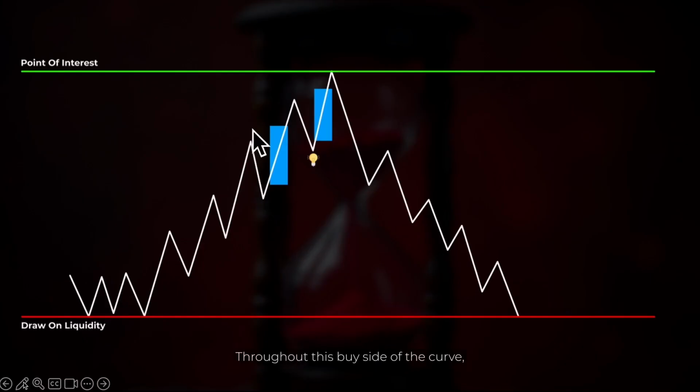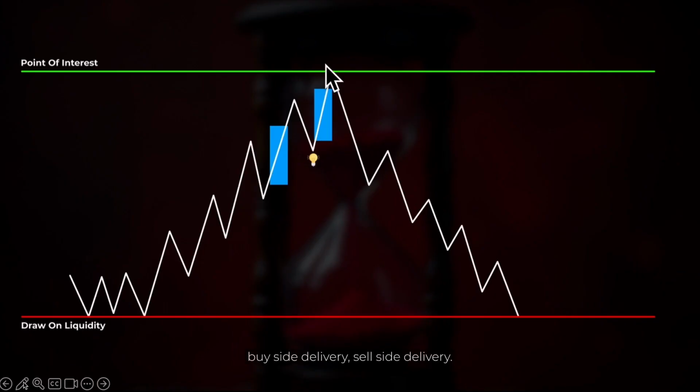Throughout this bias of the curve, multiple imbalances in the form of bullish fair value gaps will form. We see the market eventually reach a point of interest, and once it reaches this point of interest, what we will be looking for is the reaction to that point of interest. The moment that the market displaces through this final imbalance, which formed right here, it's already the first sign that the underlying order flow is beginning to change from buy program to sell program.